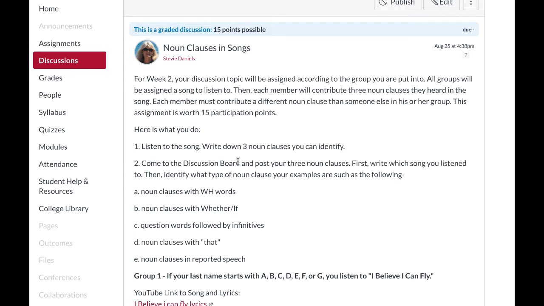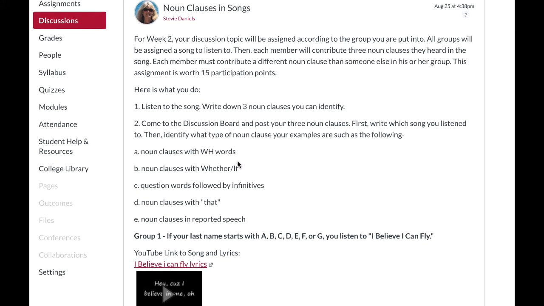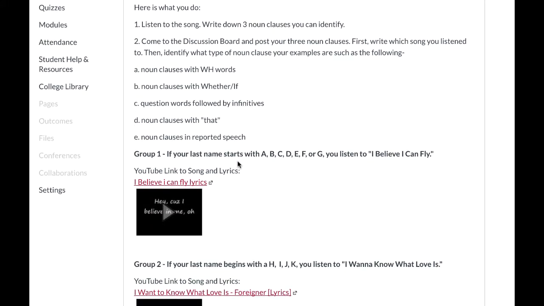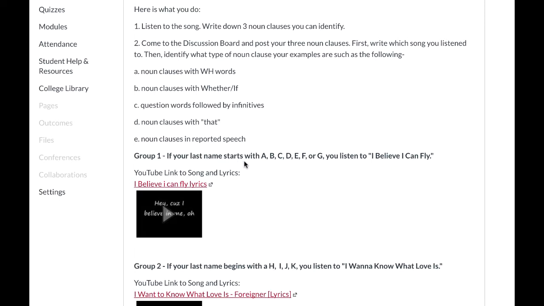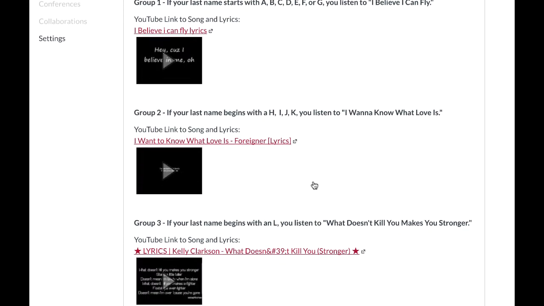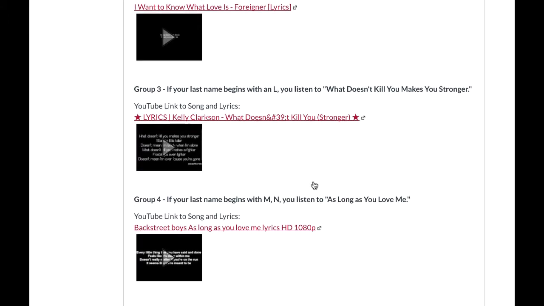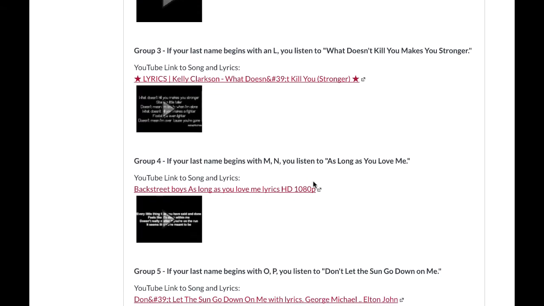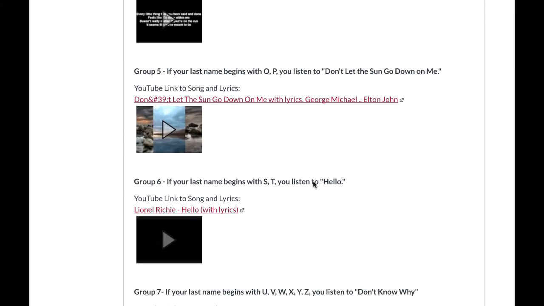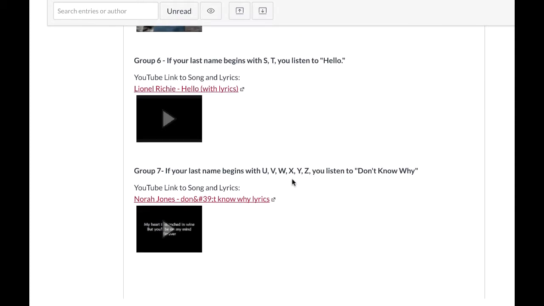Basically what the instructions tell you to do is that you're going to be assigned a group, and you find your group based on your last name. So as you can see, group 1 here has last names starting with A, B, C, D, E, F, or G. And group 2 has H, I, J, K. And group 3 is L, because we have a lot of people with the last name L there. Group 4 is M and N. Group 5 is O and P. Group 6 is S and T. And group 7 is the rest of the alphabet.